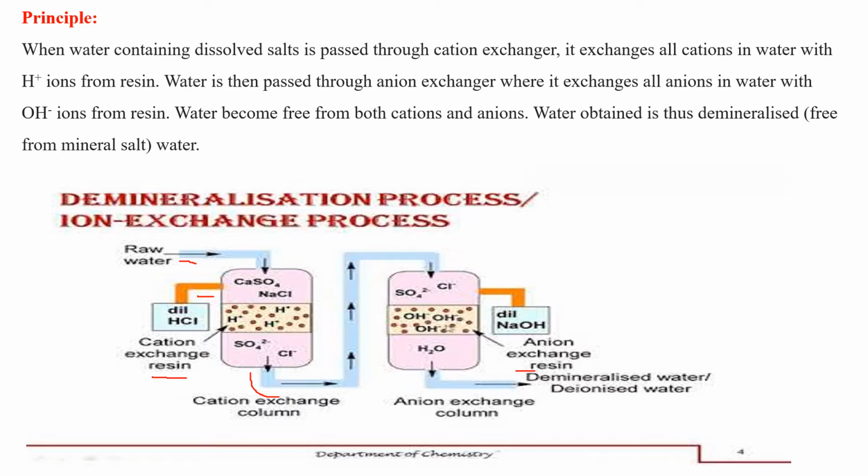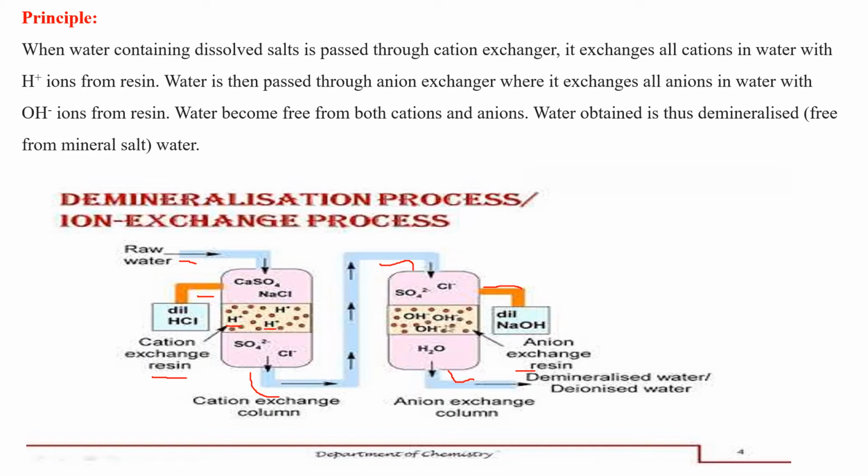The anion exchanger resin again has two inlets: one to receive the water sample from the cation exchange resin, and another for dilute NaOH. To collect the soft water it has this outlet. Now from this diagram we can see that the cation exchanger resin has loosely bound H plus ions in the resin.